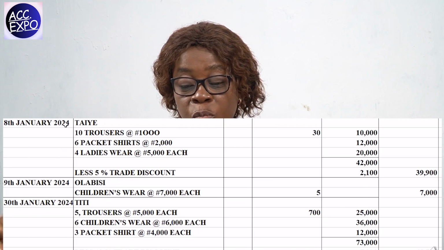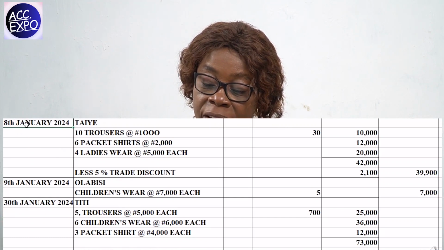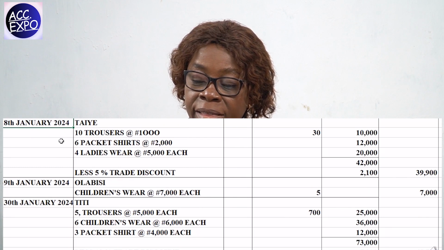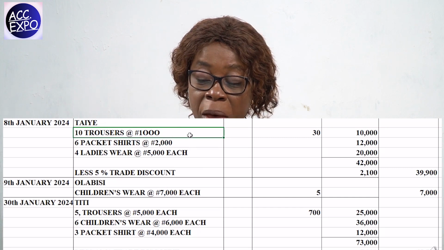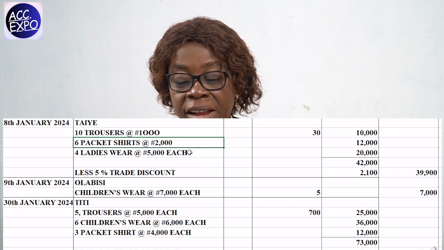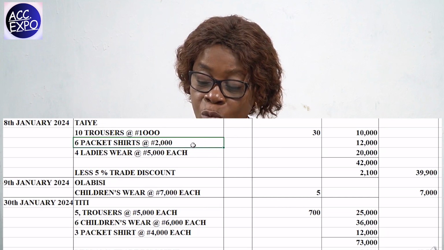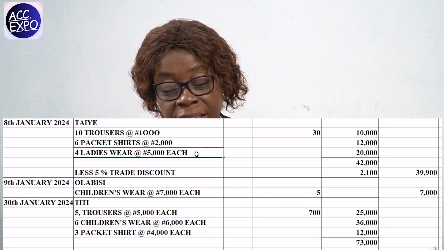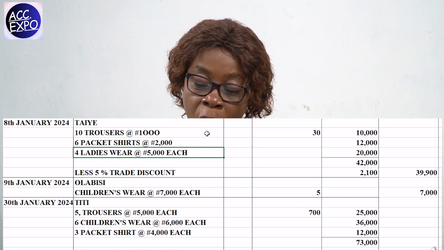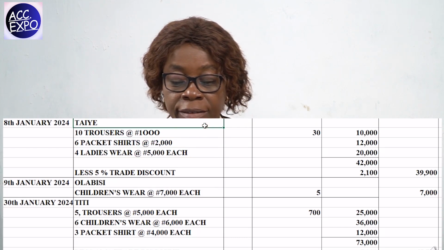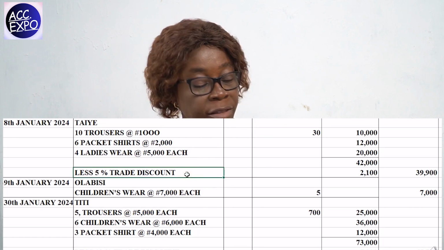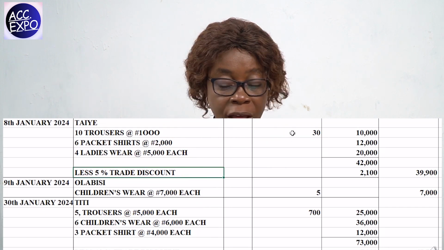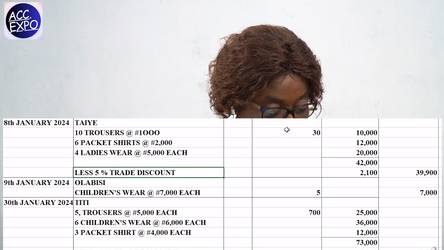This transaction took place on the 8th of January when he purchased 10 men's trousers at 1,000 naira each, 6 packet shirts at 2,000 naira each, 4 ladies wears at 5,000 naira each from Taye, all of them less 5% trade discount, and the terms of payment was shown on invoice number 30.